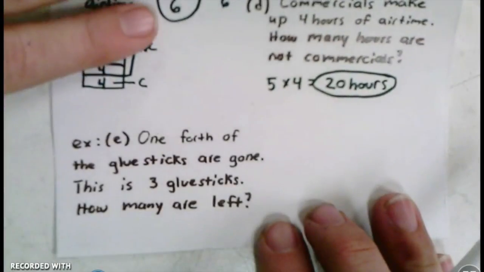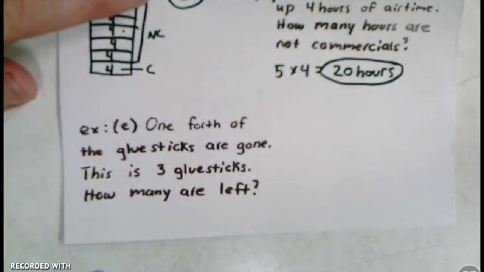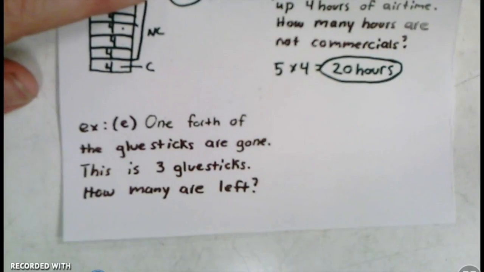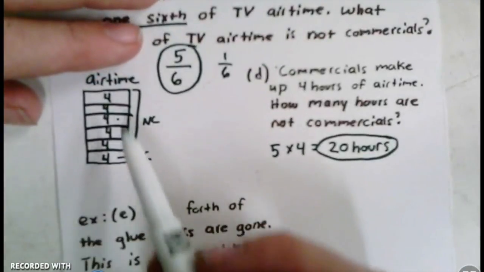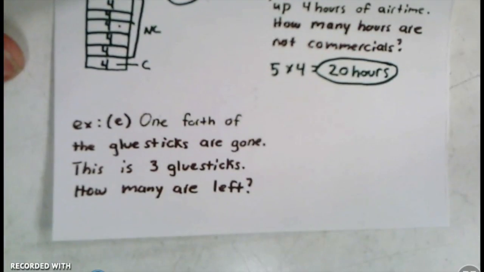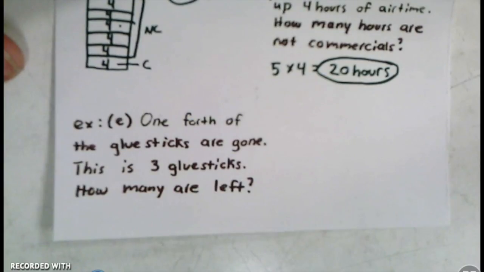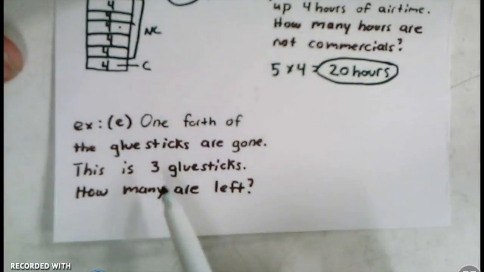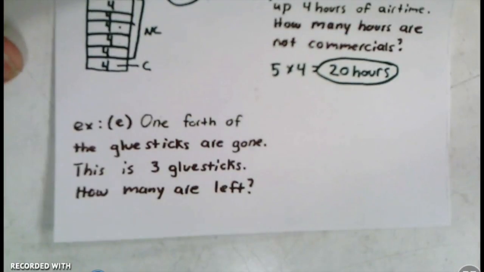Here's another example that I would like you to try on your own. So it says 1/4 of the glue sticks are gone. This is 3 glue sticks. How many are left? So my first step is to draw a rectangle. My second step is to split it into fourths. My third step is to label which ones are used, gone, and which ones are left. And then I'm going to label where my 3 would go, fill them in, and then figure out how many are left.